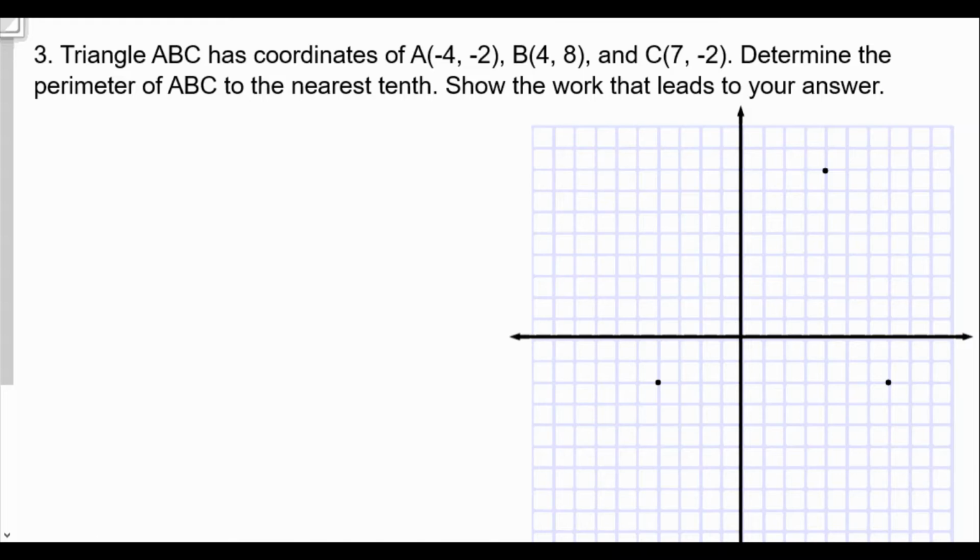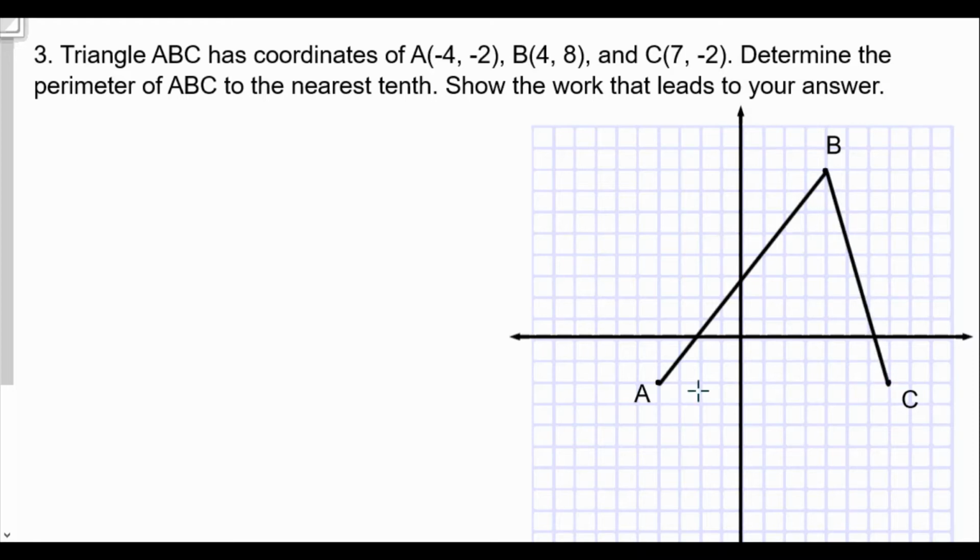All right, so here we go. We're going to label these points. This was point A at -4, -2. This is point B at 4, 8. And this is point C at 7, -2. So it's a good idea in this case to label your diagram, and then of course we connect the segments. Again, use a straight edge. And what we're going to do now is find the perimeter of this triangle by adding up the line segments.